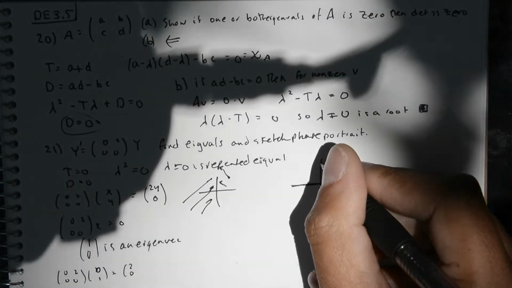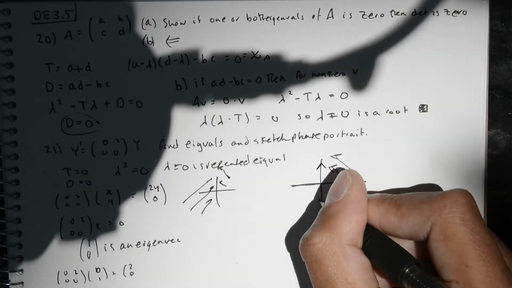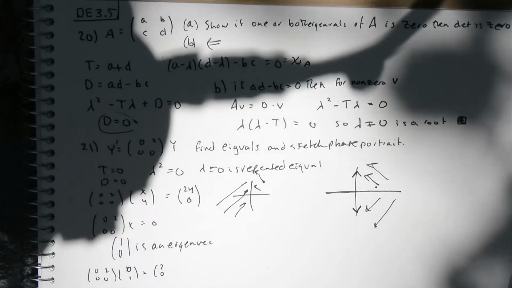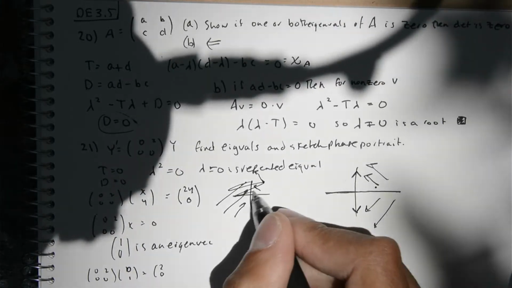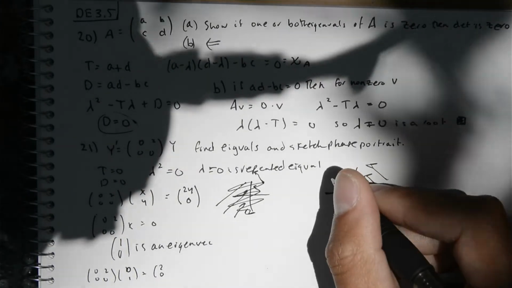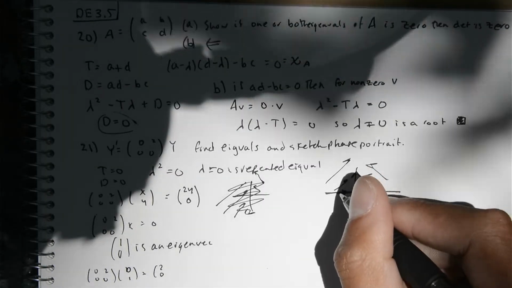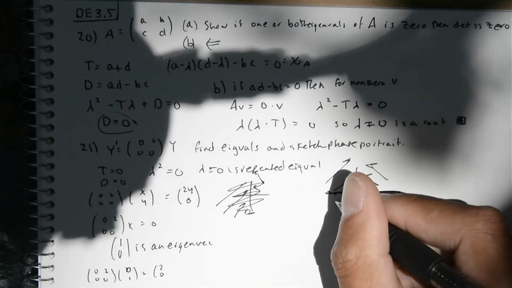But then it does seem like solutions go outward on x equal to 0. Oh wait, no, these stay. These are all equilibrium points.